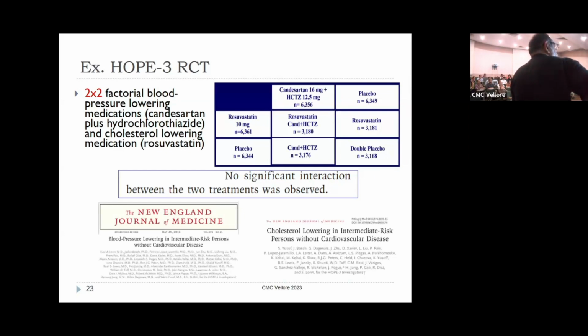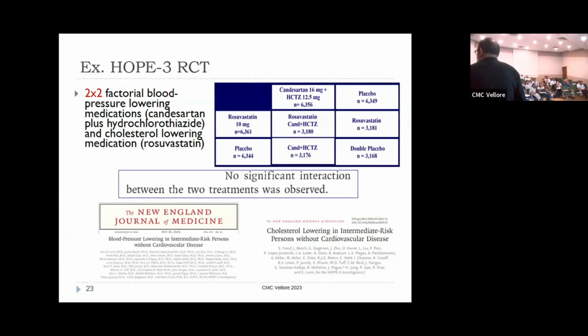So here they looked at the cholesterol lowering in one paper. They looked at the pressure lowering in another. And this is what every investigator hopes for in a 2x2 factorial. You don't get interaction, so I can do two papers and get two for the price of one. And this was a large enough study with over 12,000 people. So they got it in the New England Journal of Medicine.